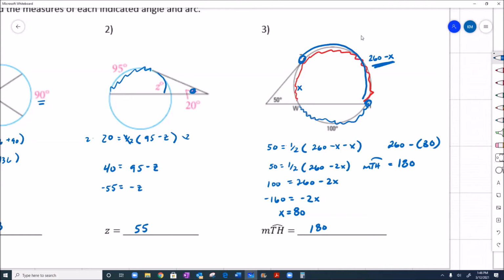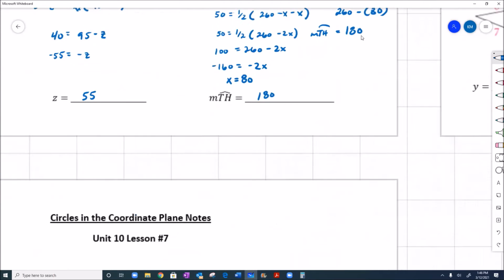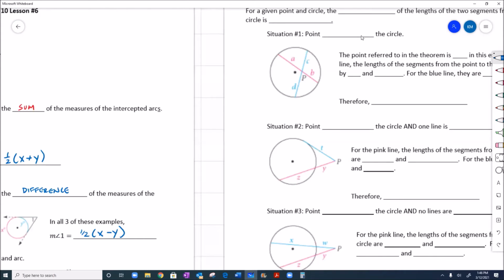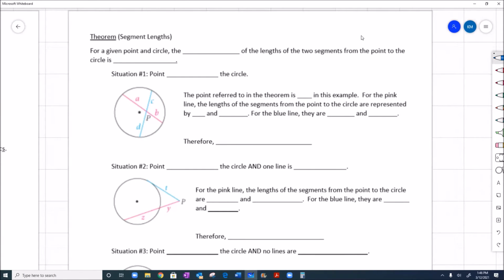All right, so that's angles. Let's flip to the next page and look at segments inside of a circle. All right, so for segment lengths, it says for a given point and circle, the product of the length of 2 segments from the point to the circle is constant. Okay, and so 2 segments, as we look at that, it's broken into 2 pieces.